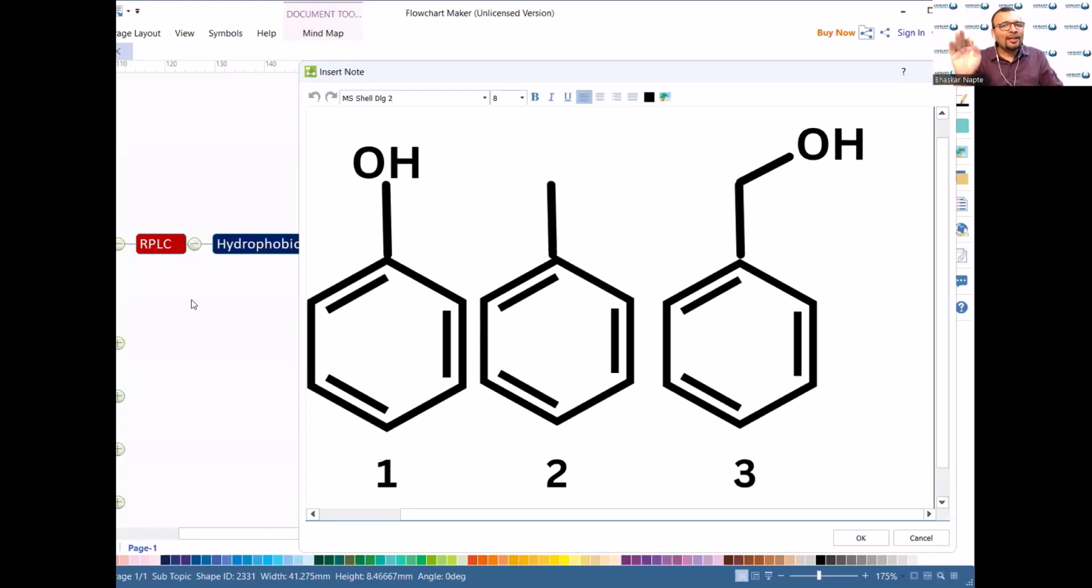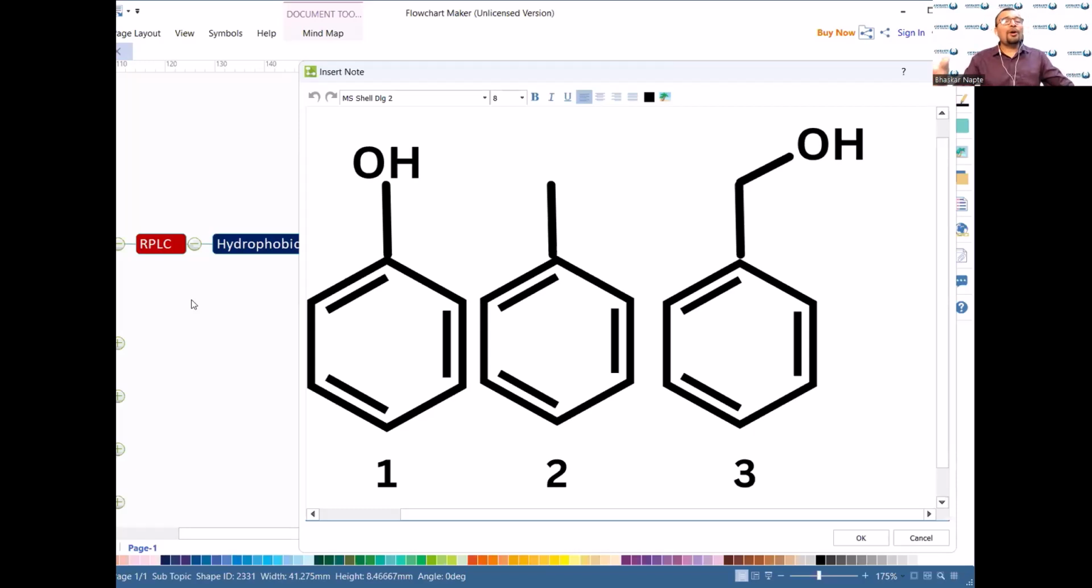How many of you are clear on this concept as well? Type in C for clear in the comment box. Have you understood why compound number 3 is non-polar as compared to compound number 1? Yes or no? C for clear or CC for crystal clear?